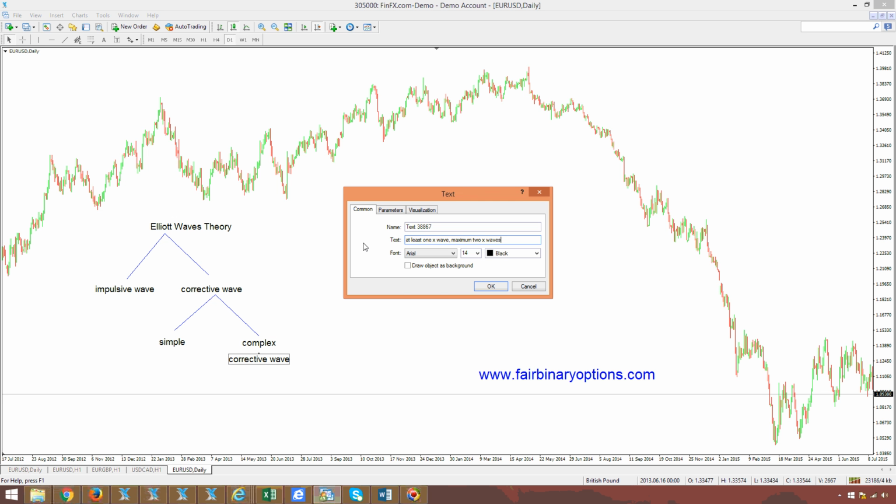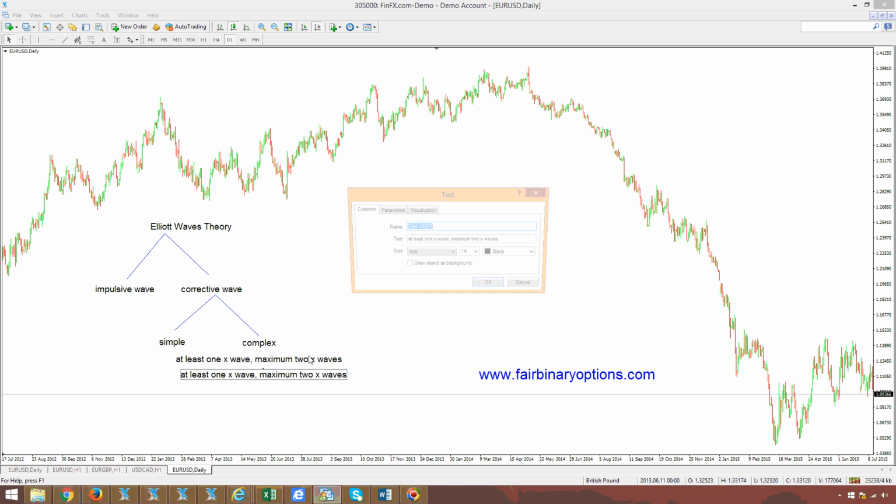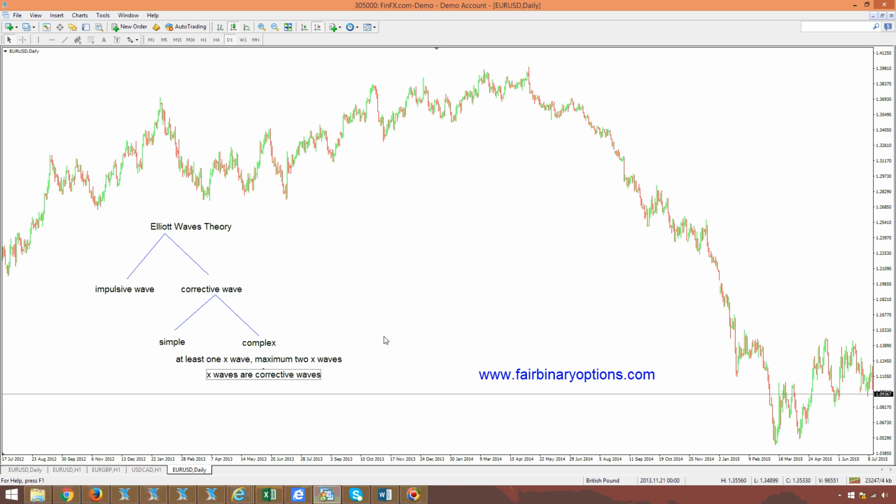It's not possible to have more than 2 X waves in a complex correction, no matter how ugly the correction is looking. What I'm trying to say is that whenever you see that the market is forming on and on a complex correction, like a seesaw, it's not possible to have more than 2 X waves. We said in the previous project that X waves are always corrective waves. And these corrective waves can be on their own either simple or complex correction. And if you remember, we've made an example with a flat.